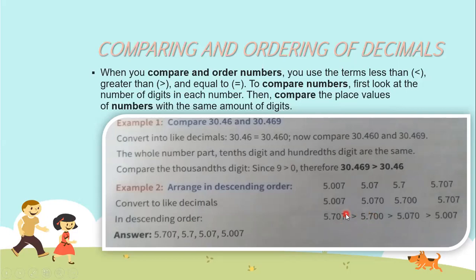In descending order, it means you have to write from the bigger number to the smaller number. Now here, if you see, the whole number part is the same, 5 and 5. Next, if you take the first decimal, 0, 0 and 7, 7 is there. So 0 is small and 7 is big, so in these two numbers you have to check. Next digit, 0, 0, same only. Again the third decimal place you check, 0 and 7. So now this is the big number. You can write 5.707 is greater than 5.700 is greater than 5.070, greater than 5.007. This is the way you arrange in descending order.